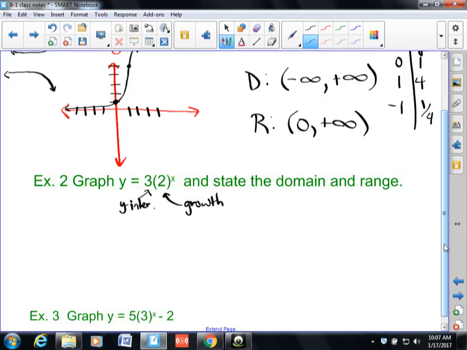All right, so again, we'll graph this. And we'll put a point up 3. And again, it's growth, and so we'll just kind of skim along here and up we'll go. Okay, see if you can do the domain and range.